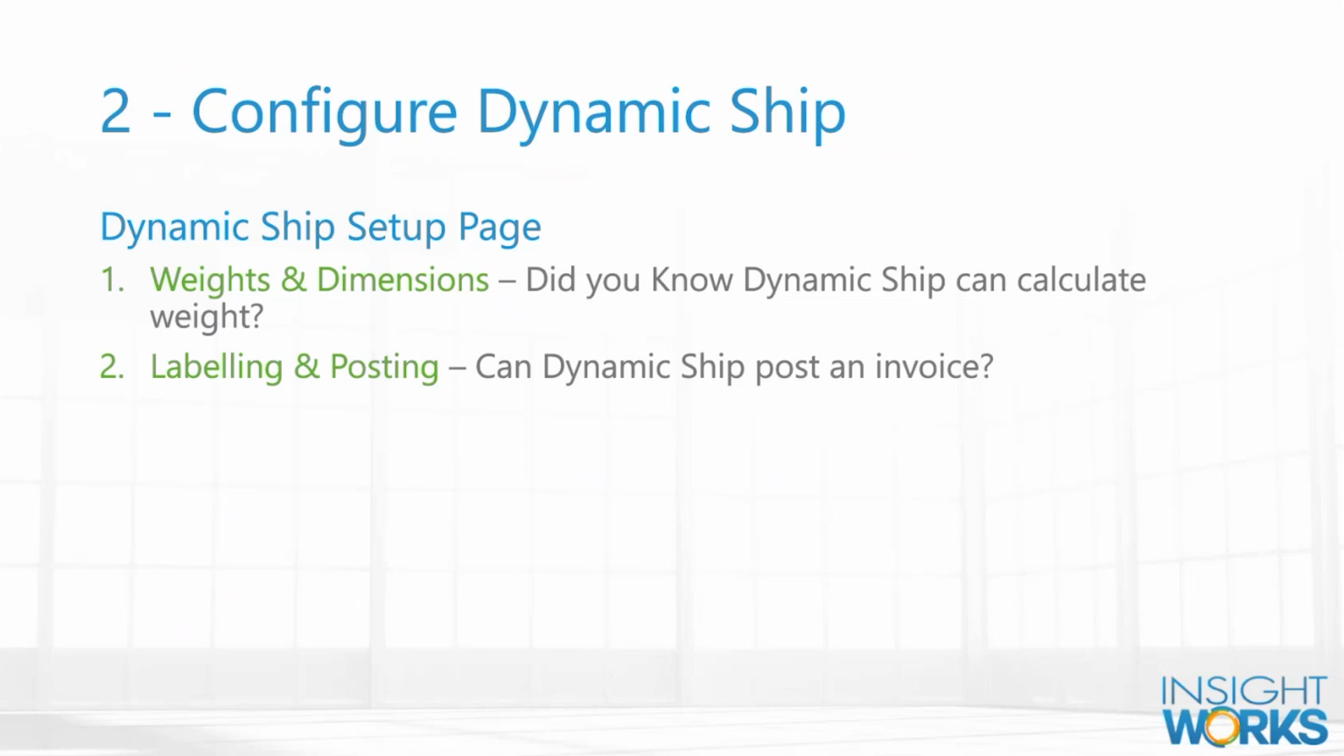Labeling and posting, Dynamic Ship can actually post a sales invoice, not just the shipment. So we're going to go over that as well. The freight, can the freight be added to a sales order? As you just saw in the demonstration I did of the external rate entry, yes, Dynamic Ship can add the freight line to the sales order for your customer.